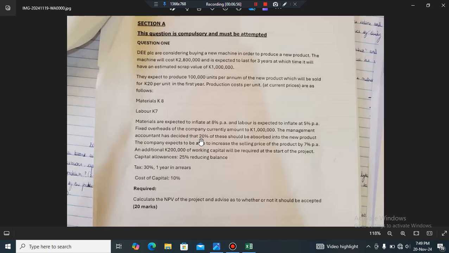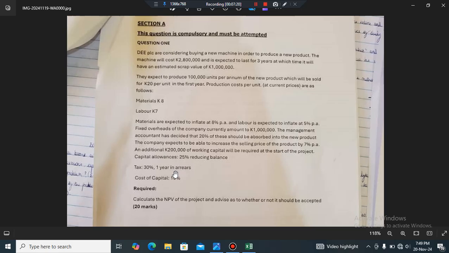So that's the idea I'm going to use in this example. If I'm wrong, I'll just do further research. But I'm using that idea, that these absorbed overheads are irrelevant for decision making. So it simply means we don't have to include them in our investment appraisal. Then we've been given capital allowances at 25% reducing balance, and then tax 30% one year in arrears.